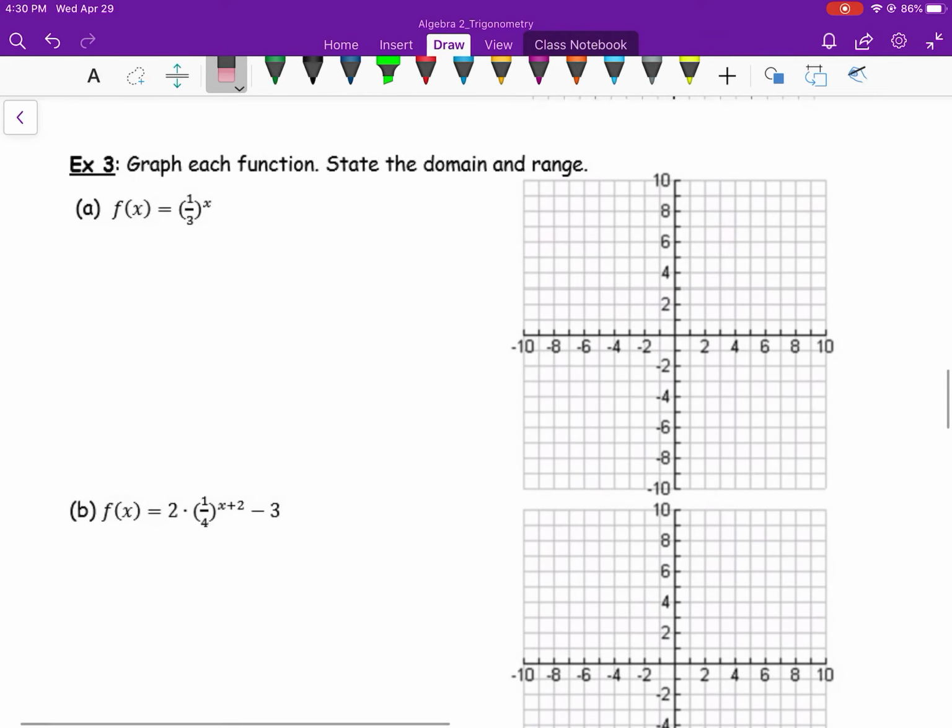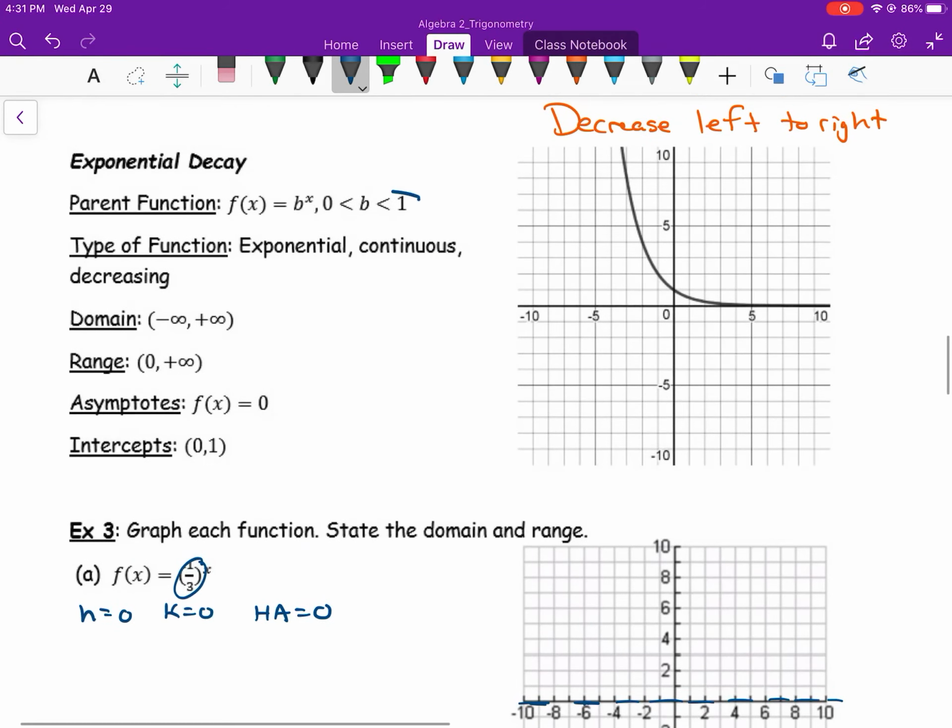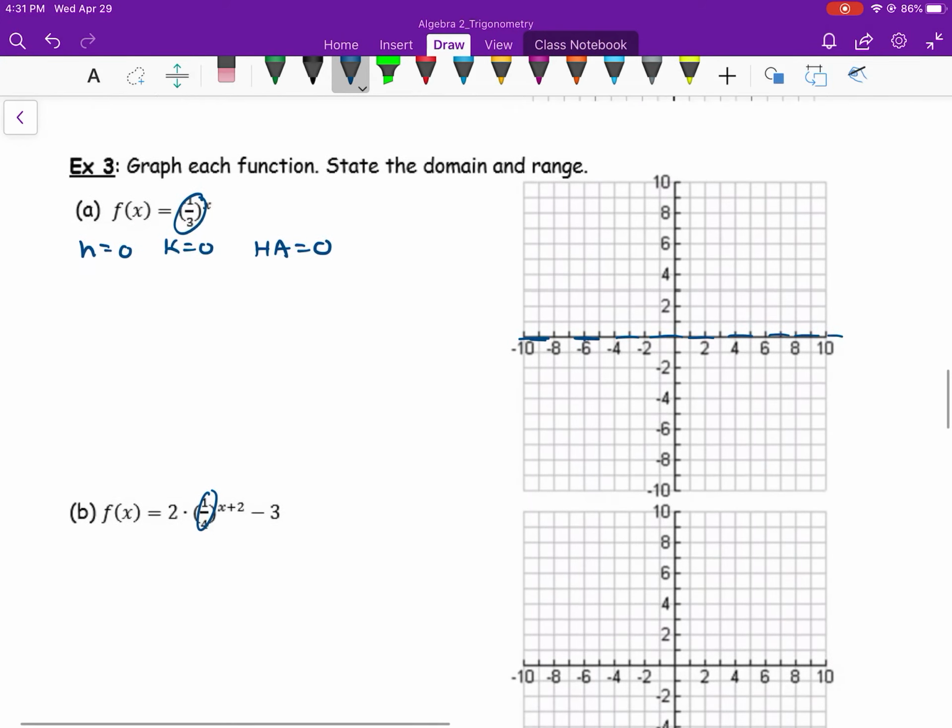Okay. So I have h is 0, k is 0, so my horizontal asymptote is 0. And these numbers in front here will usually be a fraction. So this b is in between 0 and 1, so it's always going to be a fraction, which causes the decay. And then we just plug numbers in.